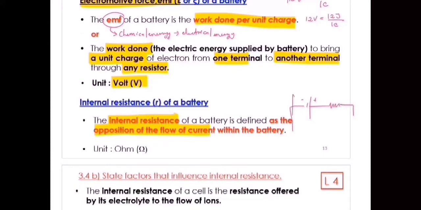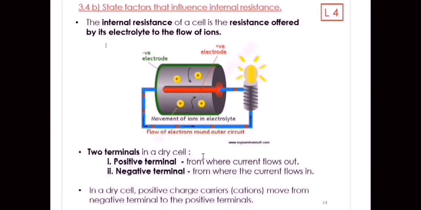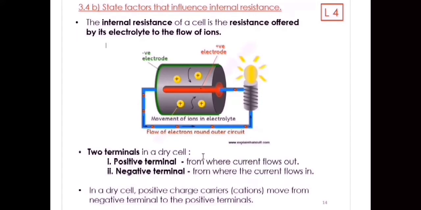So all this would actually be the battery. The battery itself has its own resistance, which is the internal resistance of the battery. Like other resistance, the unit for internal resistance is ohm. So the next learning outcome is to state the factors that influence internal resistance.